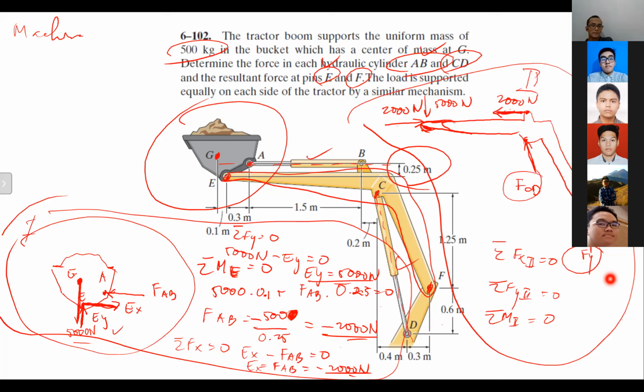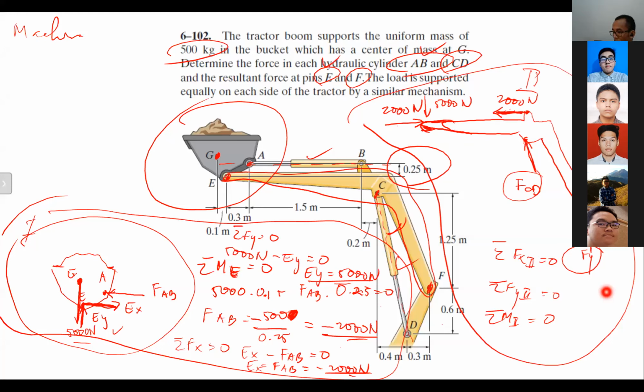Okay, can we solve for those 3? Yes, we can. 3 equations, 3 unknowns, but I will not try to solve it here because it will take too long. There is a problem with the angle, everything. You have to try to find the angle between CD and CF, right? This particular angle.